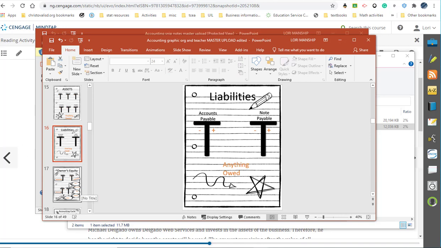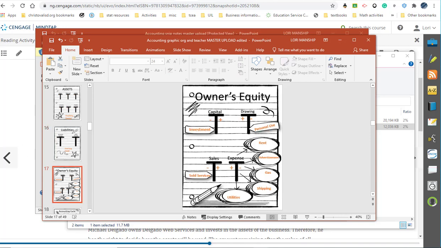Anything owed. And now owner's equity, there's two different sides. If it's something that's coming in, like an investment or you sold services, then we are going to increase on the right-hand side and decrease on the other.